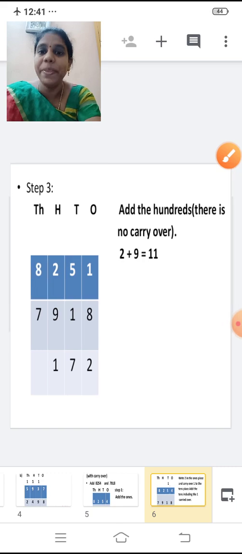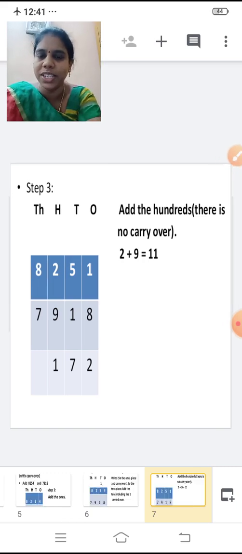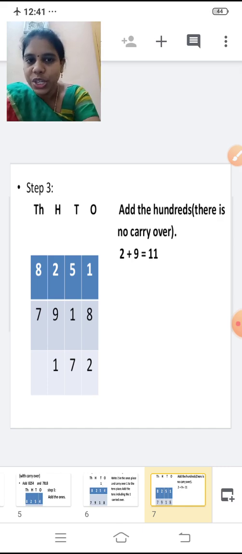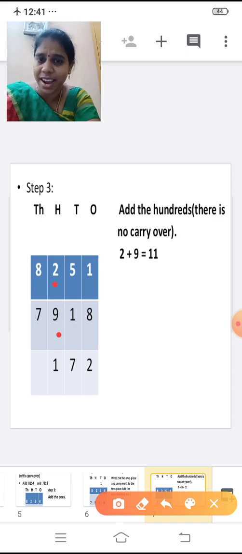Now the third step, we are going to add the hundreds place. Shall we add the hundreds place? Now what are the numbers in the hundreds place? 2, 9. Shall we add this? There is no carry forward here, right? So 2 plus 9. We can add like this.